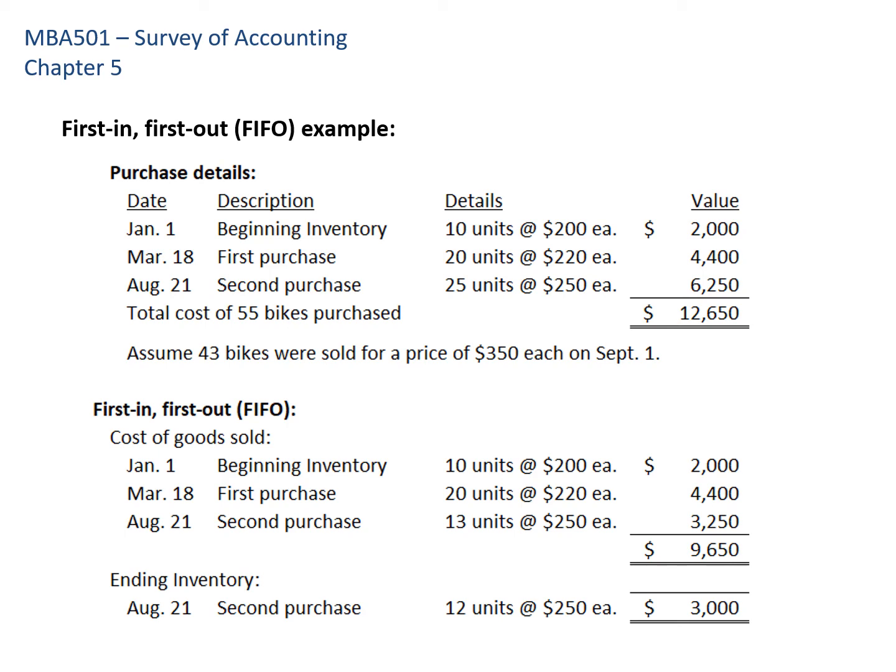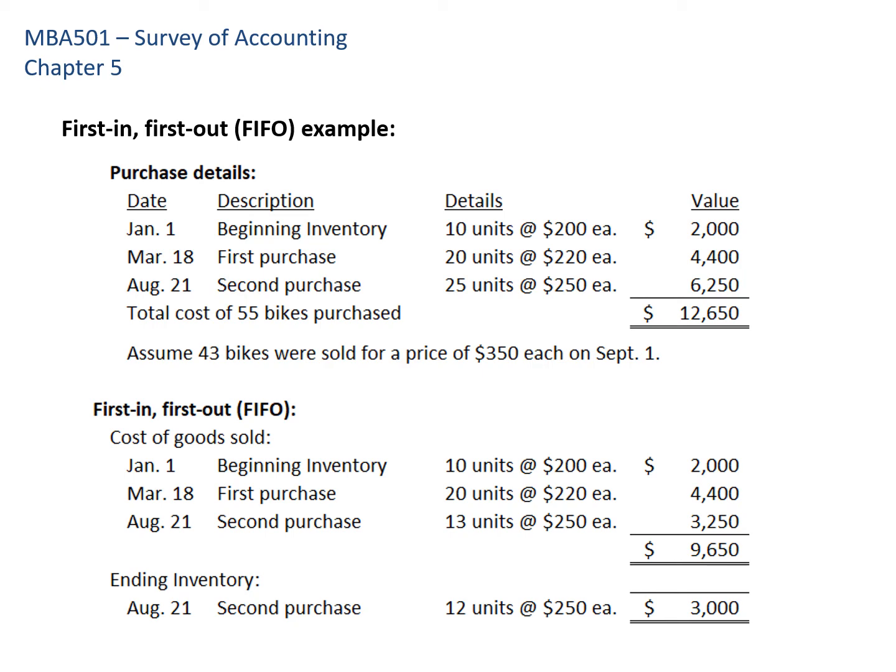If I'm using first in, first out, I'm going to assume that I'm giving customers the oldest bikes first. I'm going to start with the beginning inventory, so I'm going to give them the 10 of those at $200. Then I'm going to give them all of the first purchase, those 20 bikes at $220. And that isn't enough. I've given them 30 bikes now and I need to give them 13 more. So I'm going to dip into the more recent purchase and give them 13 of those bikes. That'll add up to 43.